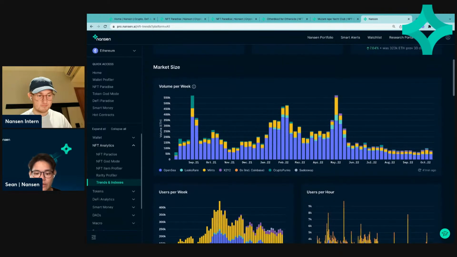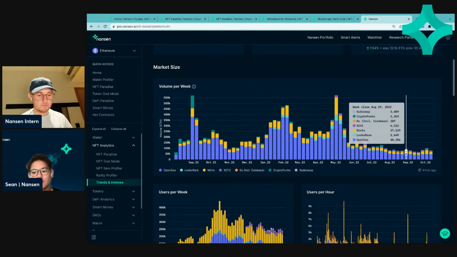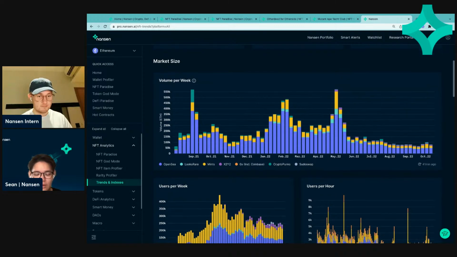So over here, you get a breakdown of the volume across different marketplaces. I think over the past few quarters, we've been actively trying to expand our coverage. So Sudoswap was one of the really quick initiatives that we picked up, right, and tried to integrate when it was picking up hype. One of the first NFT AMMs that we picked up over here.